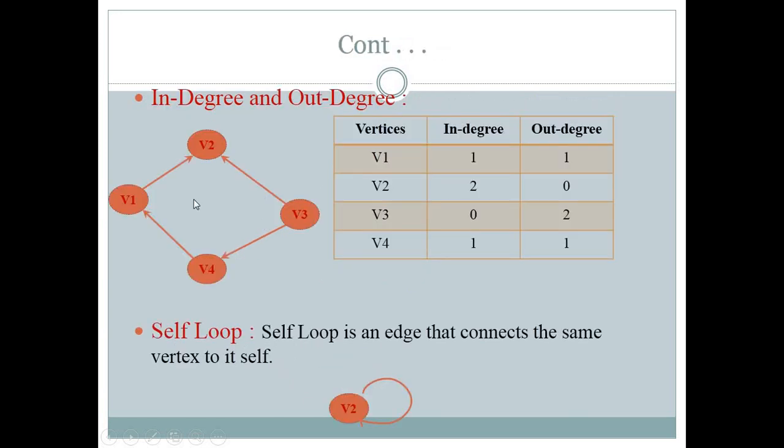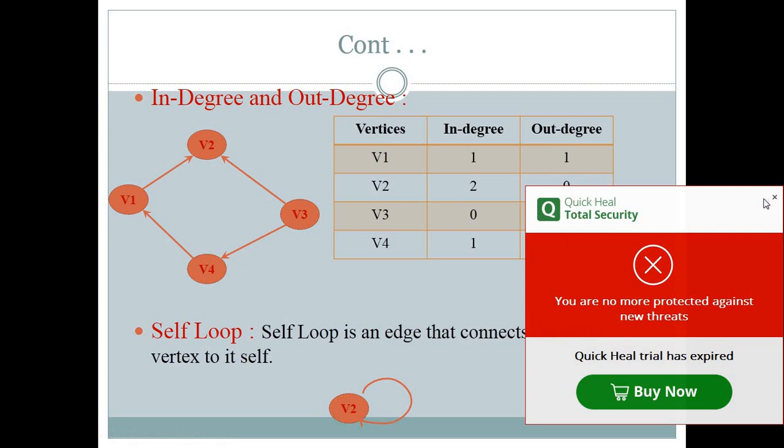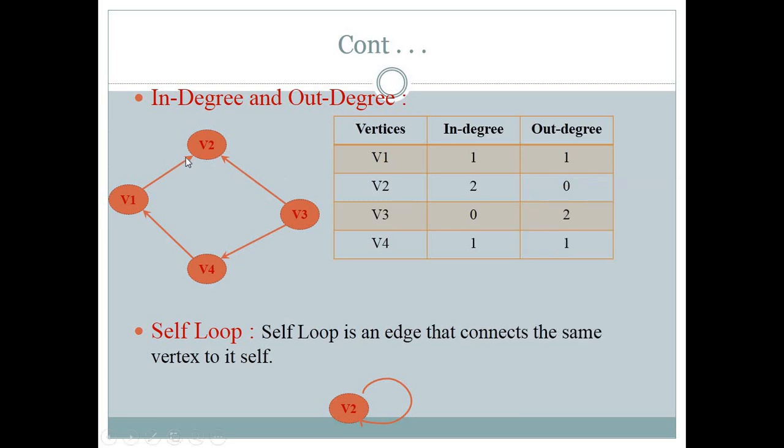In degree and out degree. So for this graph, how many arrowheads are coming to a vertex is known as in degree. How many arrowheads are going outside is known as out degree. So let's check for V1. So 1 is outside and 1 is inside. So in degree is 1, out degree is 1.